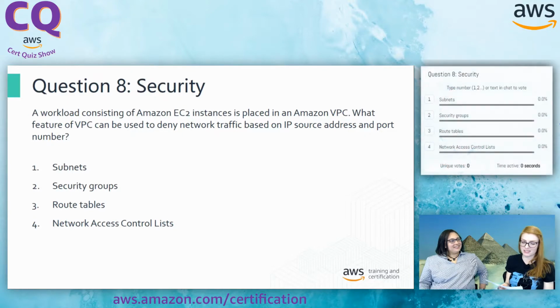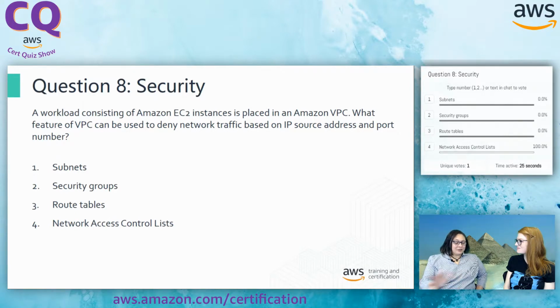A workload consisting of Amazon EC2 instances is placed in an Amazon VPC. What feature of VPC can be used to deny network traffic based on IP source address and port number? Okay, traffic based. So that's straight away network access controls, or NACLs.